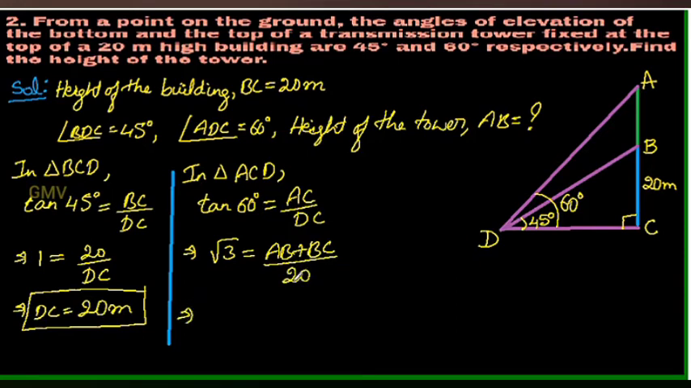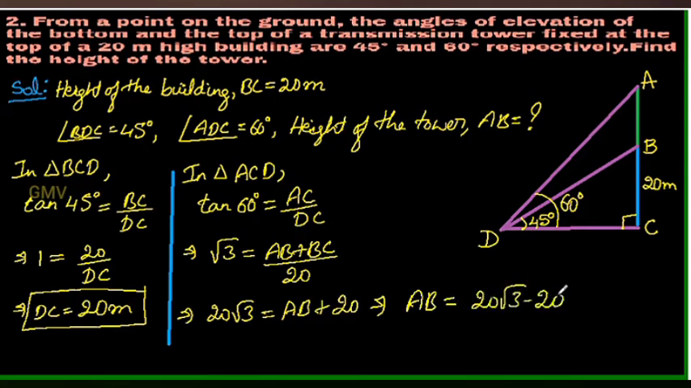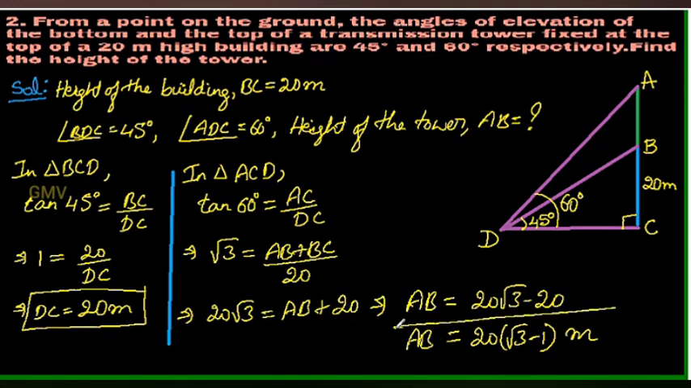It implies if we transpose the 20, we get 20 √3 is equal to AB we don't know, but BC value is 20. So it implies AB is equal to, if we transpose the 20, we get 20 √3 minus 20. If we take the 20 as common, we get 20 into √3 minus 1 meter. So AB value, the height of the transmission tower is 20 into √3 minus 1 meters.